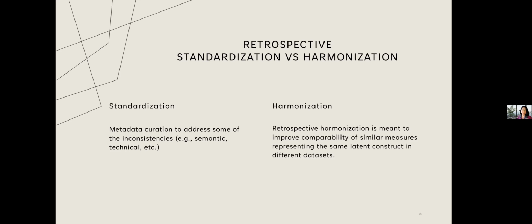Harmonization, on the other hand, is meant to improve comparability of similar measures representing the same latent construct in different data sets. So that would require some subject matter knowledge or domain expertise to assess the heterogeneity and make decisions to generate inferentially equivalent, aka harmonized, content across data sets.